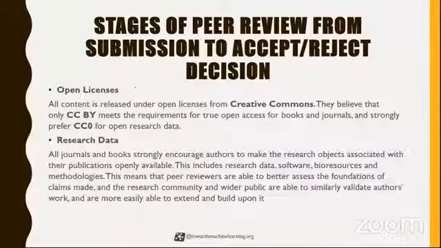Now after you pass this rigorous peer review process, they will ask you to accept some of the licenses. These are some of the licenses, the CC BY or CC0. These are licenses which you should agree to before moving forward for publishing. All the content is released under open licenses from Creative Commons. They believe that only CC BY meets the requirement for true open access for books and journals, and strongly prefer CC0 for open research data. So you need to first agree to these licenses.